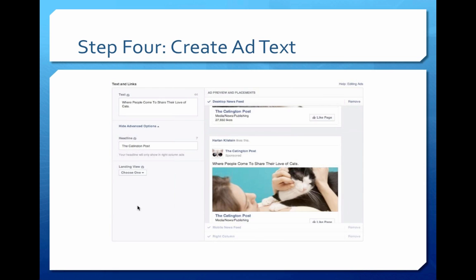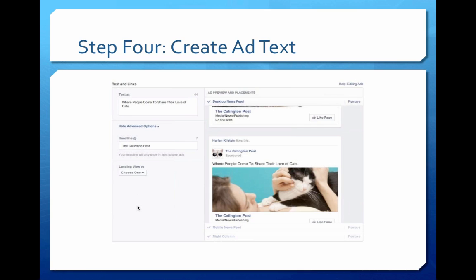Now, step 4, create the ad text. The ad text, pay attention here because we're going to show you something that's hidden on the bottom of the page. No, that's not your eyesight, but it could be your wallet, so pay attention.